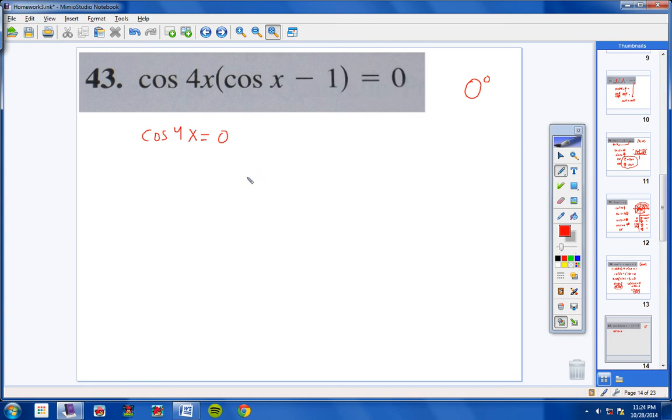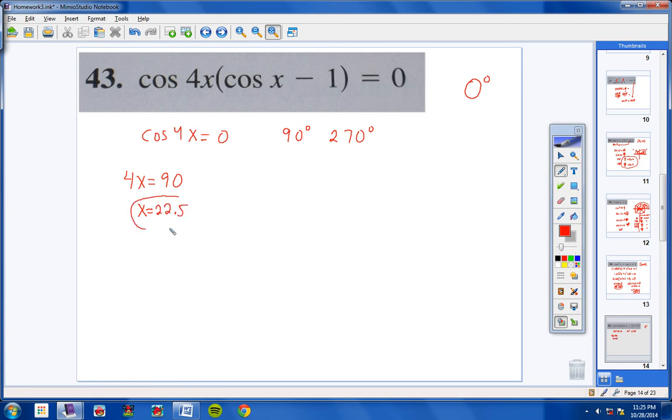We understand that the angles that when I take the cosine of that angle give me 0 are going to be 90 and 270. But here's the problem. x doesn't equal 90. 4x equals 90, because you're basically putting 90 in for 4x, and saying the cosine of 90 equals 0. So really what you have is 4x equals 90. Divide both sides by 4, and x equals 22.5. So there's one answer.